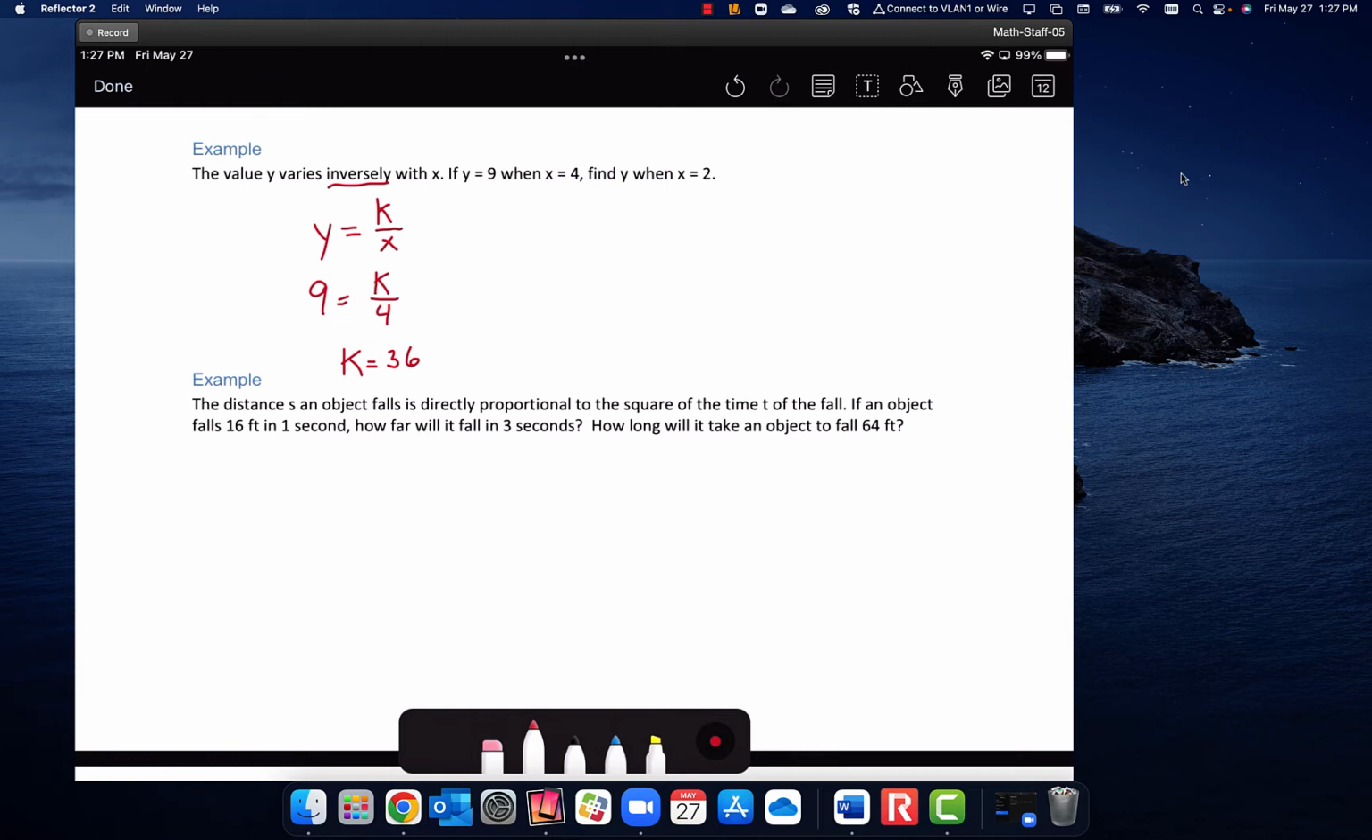Once we find the constant of proportionality k, we can plug it back into y equals 36 over x. From here, we can answer the question. Find y when x is 2. y is equal to 36 over, in this case, x is 2, so y must be 18.